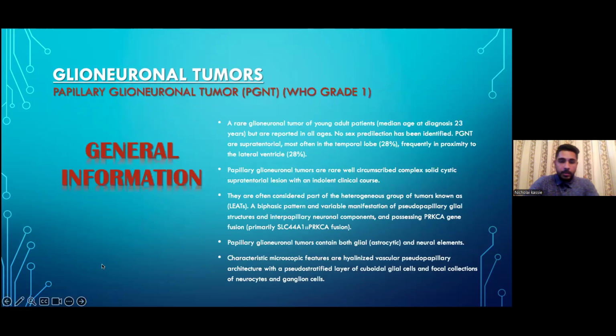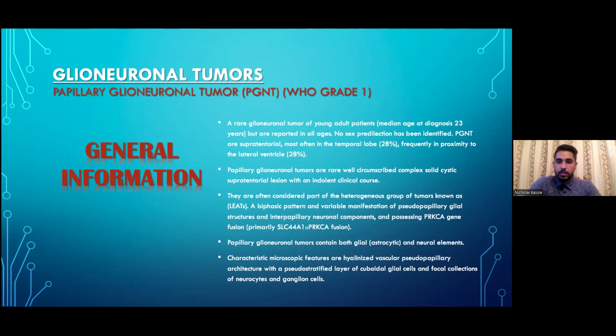Moving on to the next one. Papillary glioneuronal tumors, PGNT, also WHO grade 1, is a rare glioneuronal tumor of young adult patients. Median age of diagnosis is around 23 years, but they are reported in all ages. There is no predilection for male or female, and PGNTs are supratentorial as well, most often in the temporal lobes, approximately 28%, and frequently in proximity to the lateral ventricles.